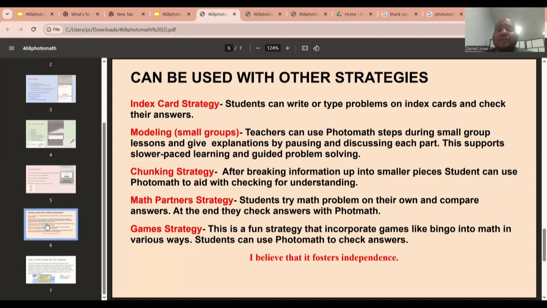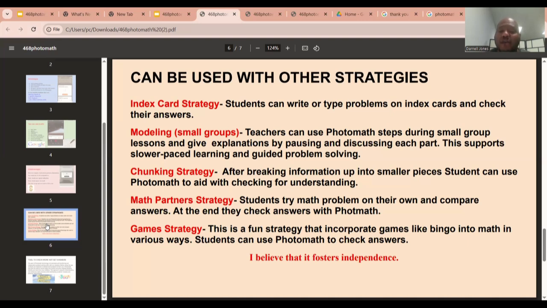PhotoMath can be used with other strategies. These are some of them: index card strategy. Students can write or type problems on index cards and use PhotoMath to check their answers. Modeling small groups. Teachers can use PhotoMath steps during small group lessons and give explanations by pausing and discussing each part. This supports slower paced learning and guided problem solving. Chunking strategy. After breaking information up into smaller pieces, students can use PhotoMath to aid with checking for understanding.